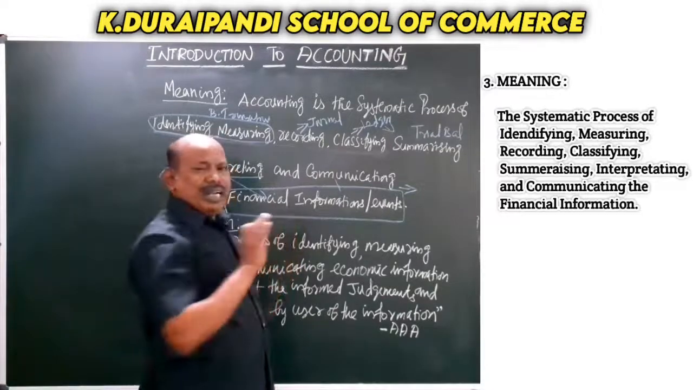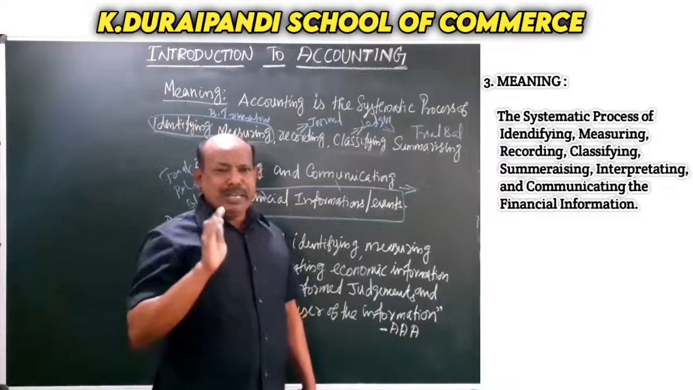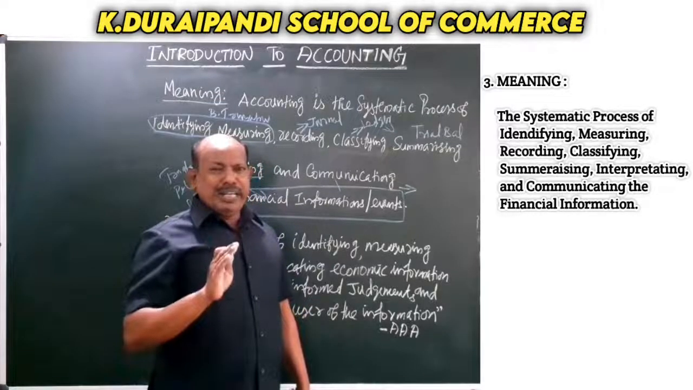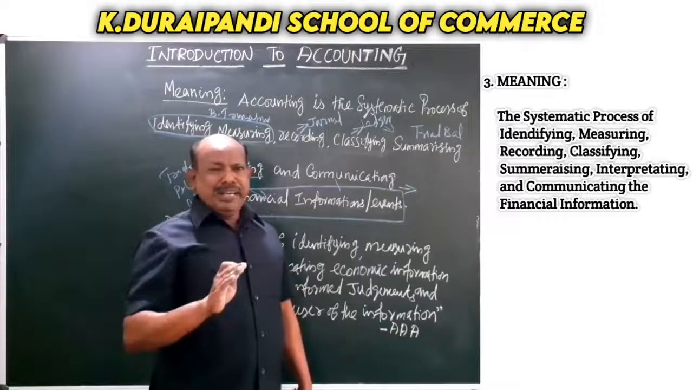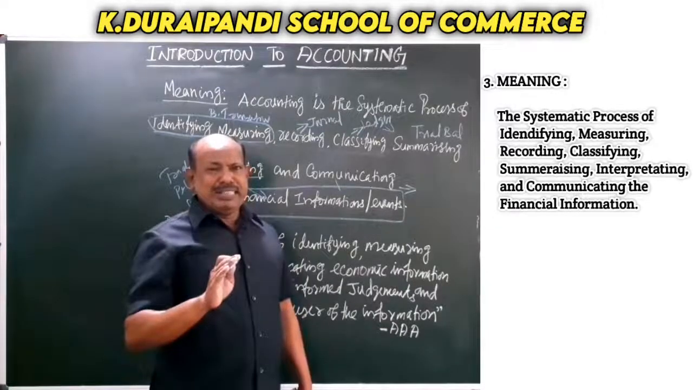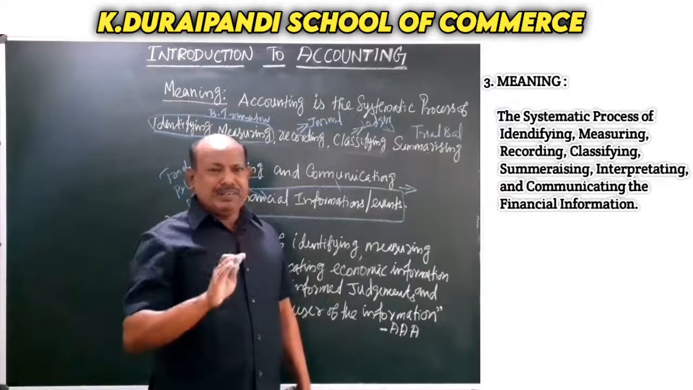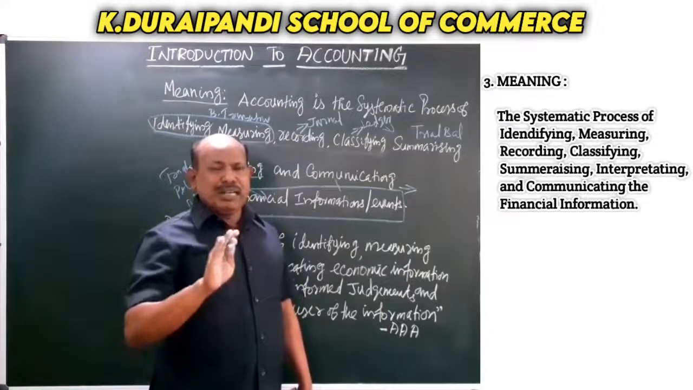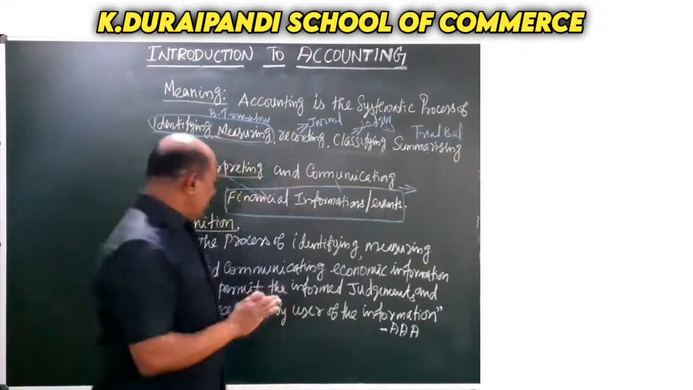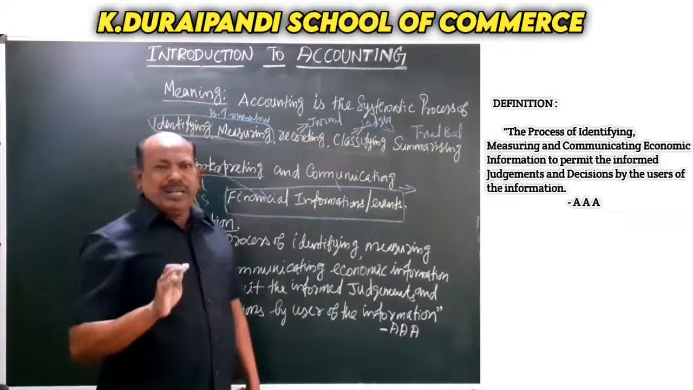That is accounting. Again, I am going to explain the meaning of accounting. Accounting is the process of identifying, measuring, recording, classifying, summarizing, interpreting and communicating the financial information or financial events. That is called accounting. Next, we have to see the important definitions of accounting.